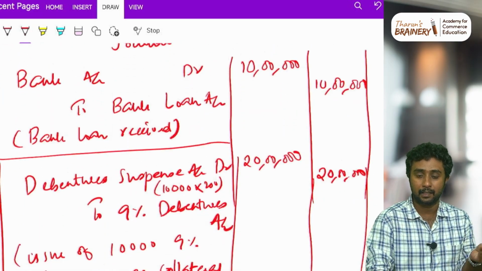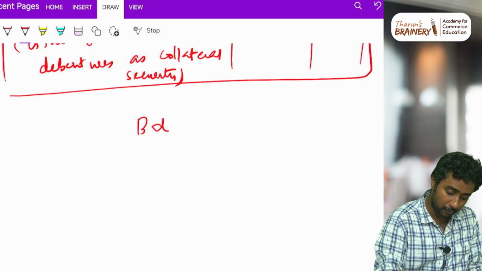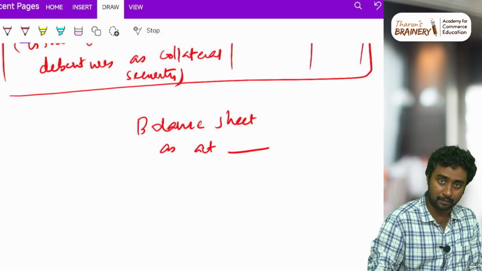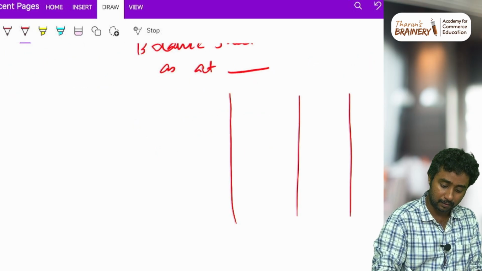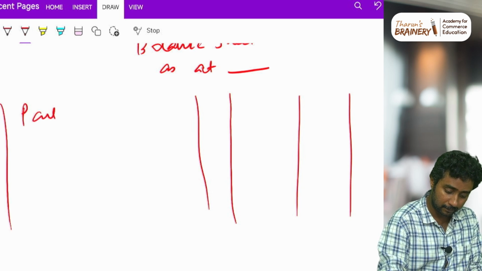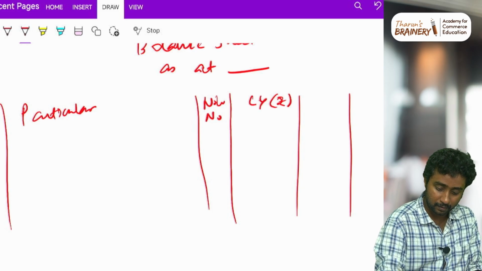Not done yet. We have to also show the balance sheet. Here also we will be showing the balance sheet. It's not like the balance sheet is not there and only the journal entry is there. The balance sheet as at whatever date is given, or just put blank, and you will be showing the same type of balance sheet that you have shown before. Particulars, note number, current year amount, previous year amount.